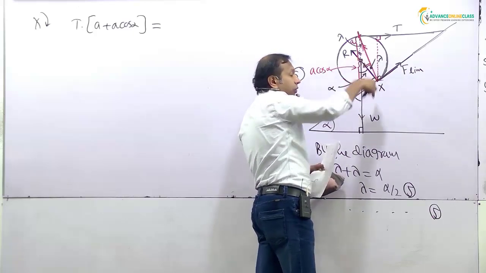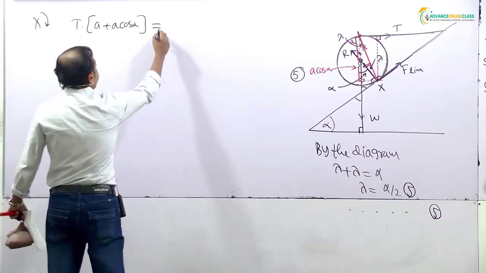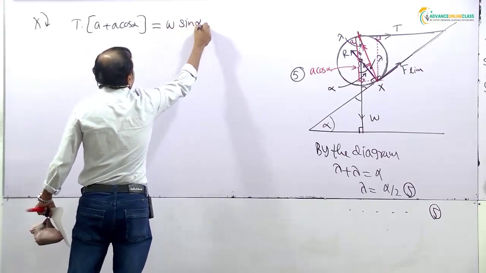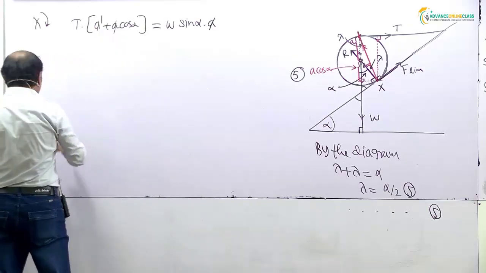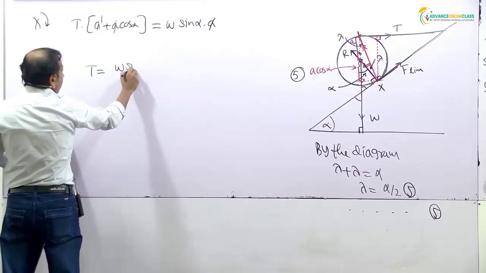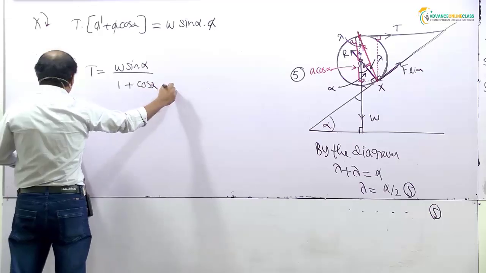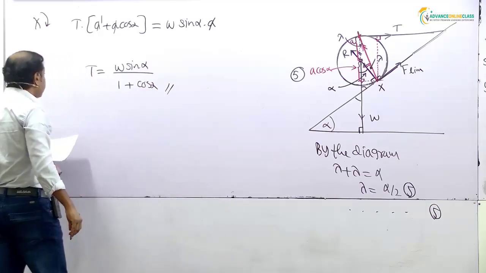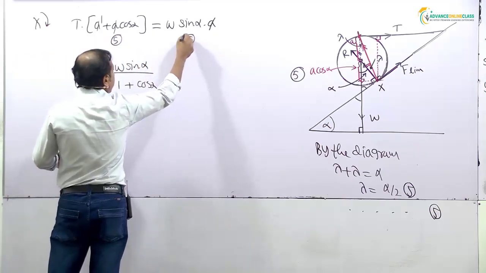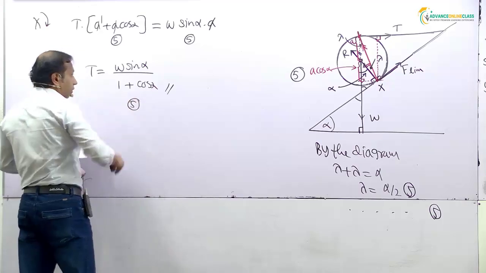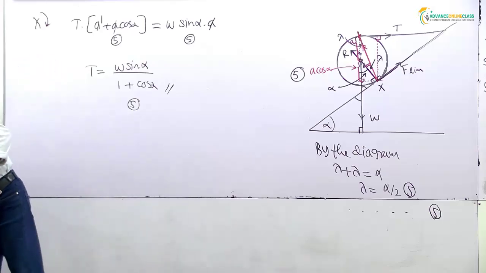The required perpendicular distance is going to be radius A. W sin alpha into A. You can cancel A now. Then we get T equals W sin alpha over 1 plus cos alpha. For these 5 marks. That's how we take that answer.